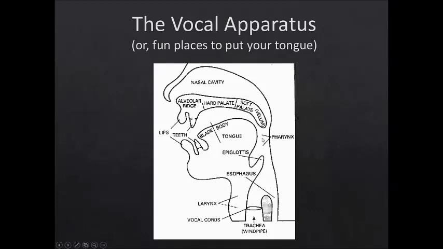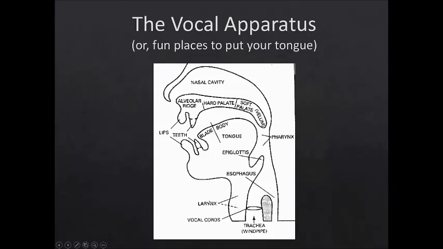Looking down, you have your pharynx and your epiglottis. If you hold your breath by closing off the air in the back of your mouth, you do that at your glottis or epiglottis right here. And then also notice your larynx.